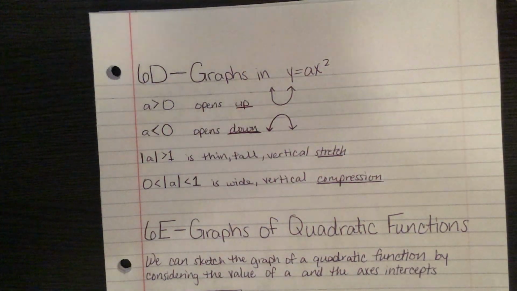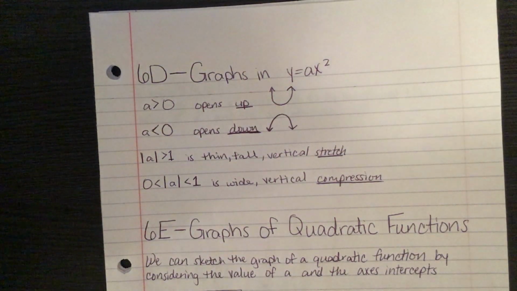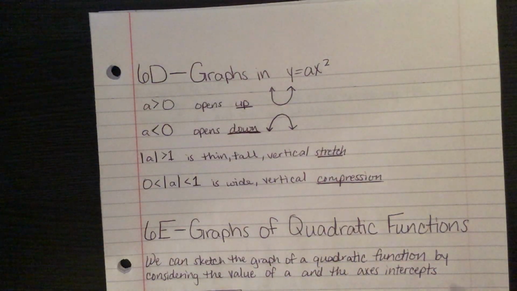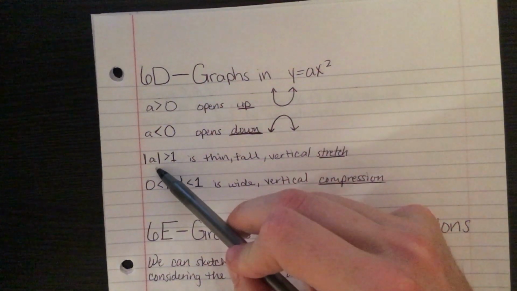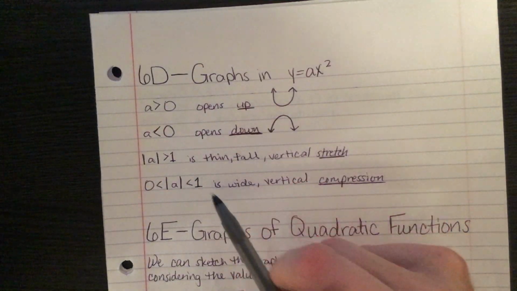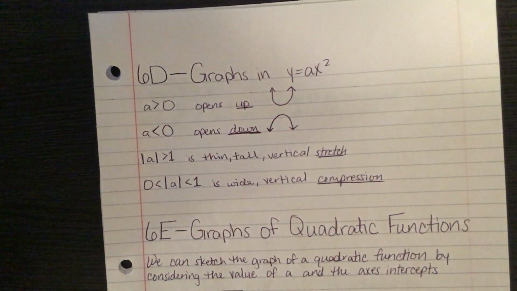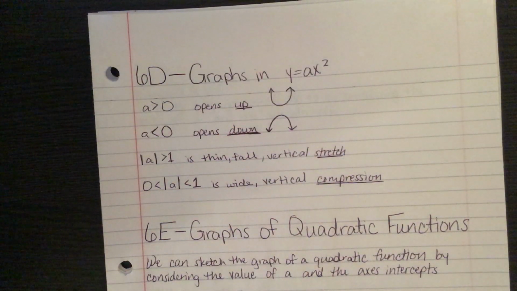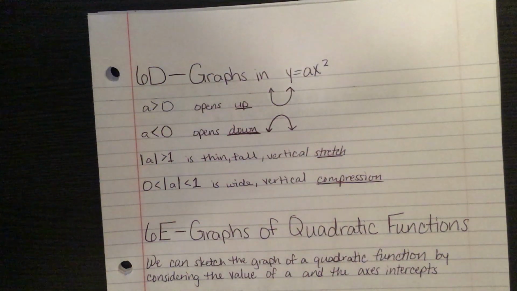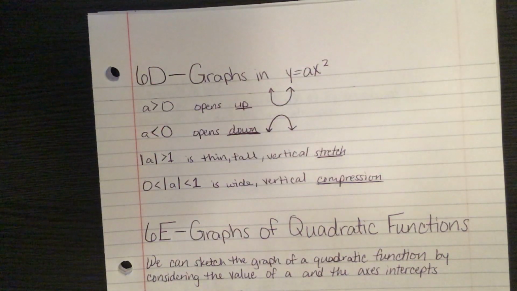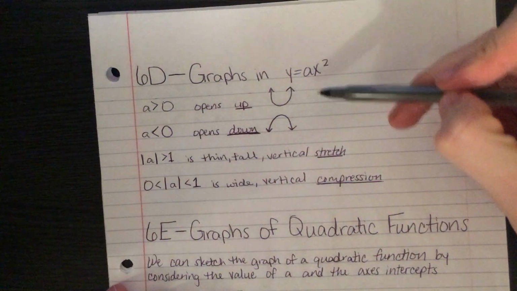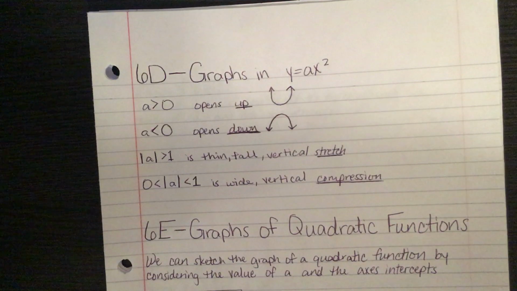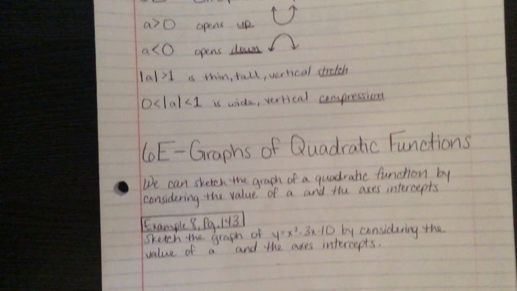And with the value of a, in terms of what the actual raw number is, if the absolute value of that is a number greater than 1, it's going to stretch your graph. If it is a number between 0 and 1, it is going to compress your graph. So we're not going to do too much with that. We're going to use these facts later on to help us graph some, but let's keep that as a reference for when we do start graphing some of these things.